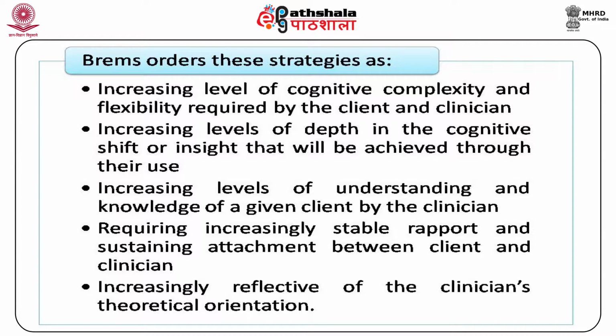Brehm orders these strategies by, number 1, increasing levels of cognitive complexity and flexibility required by the client and the clinician, and increasing levels of depth in the cognitive shift or insight that will be achieved through their use. Also, it is done on the basis of increasing levels of understanding and knowledge of a given client by the clinician. It also requires increasingly stable rapport and sustaining attachment between the client and the clinician. This hierarchy also increasingly reflects the clinician's theoretical orientation.